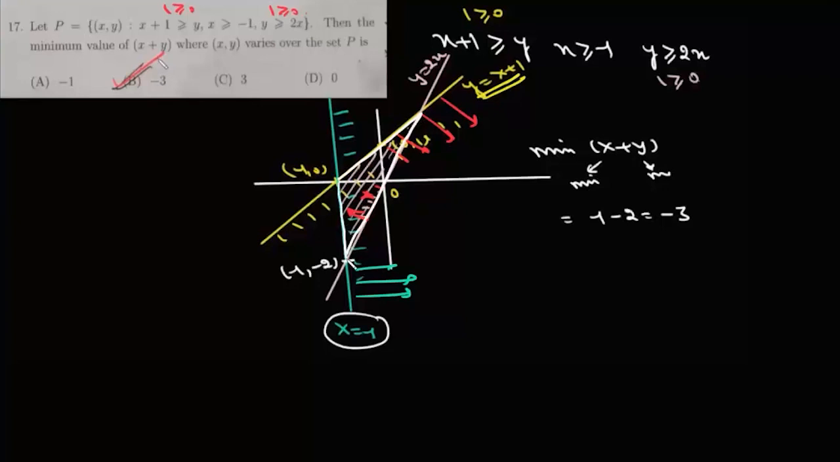Now we need to find the minimum value of x plus y. We'll get the minimum value of x plus y when x is minimum and y is minimum, which is the intersection of these two lines, and this point is (minus 1, minus 2). So x is minus 1, y is minus 2. So the minimum value of x plus y will be minus 3, and that's your option B.